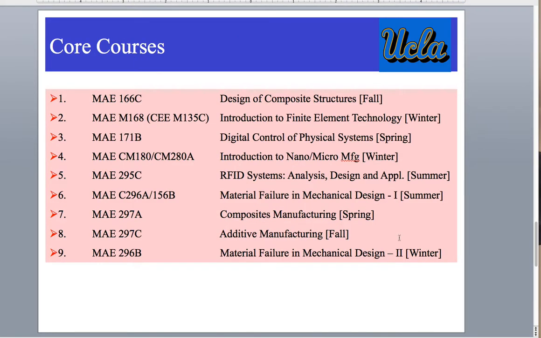Now I'm going to show you what the core courses are, and I'm going to discuss that a little bit. The first course is Design of Composite Structures. It's offered in the fall, and that's MAE 166C. So it's an undergraduate course.